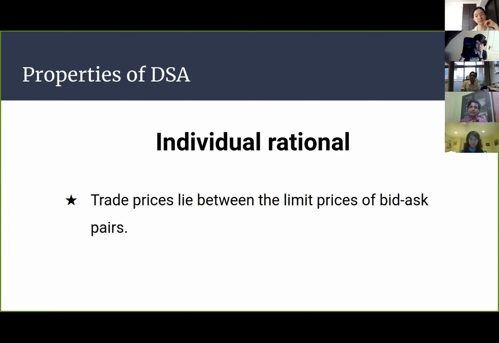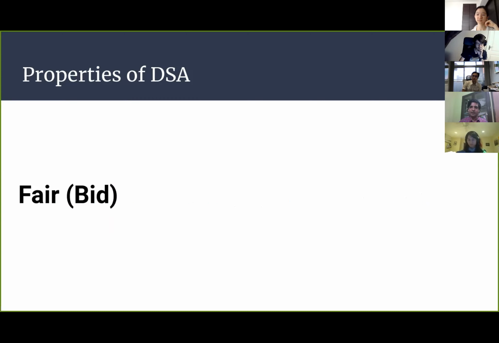The limit price of a buy request is the price above which the buyer is not ready to buy. And the limit price for the seller is the price below which the seller is not ready to trade. So this property ensures that the trade price should always be between them. The other important property for the market is fairness. Fairness ensures that competitive traders are given preference in the market.